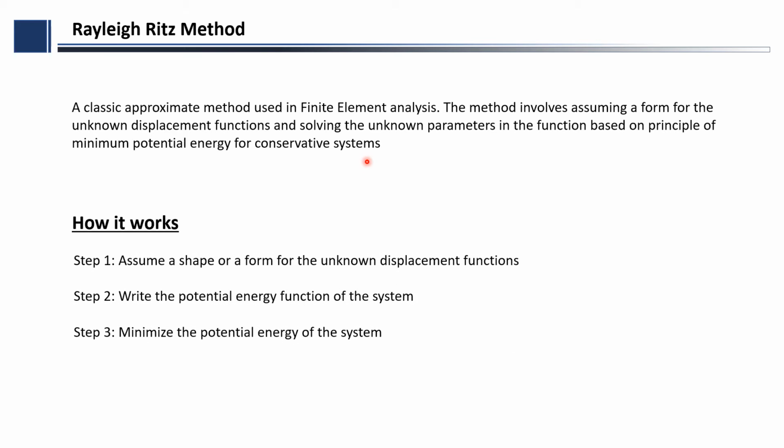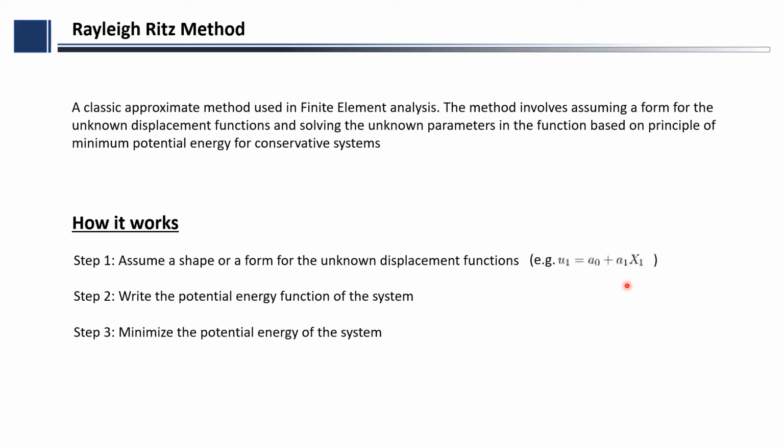Based on the definition, we can divide the process of using this method into 3 steps. Step 1, we need to assume a shape or a form for the unknown displacement functions. For example, here we can assume a first-order polynomial function as displacement functions. Then we introduce the 2 unknowns, a0 and a1. For the next 2 steps, we will focus on solving a0 and a1.